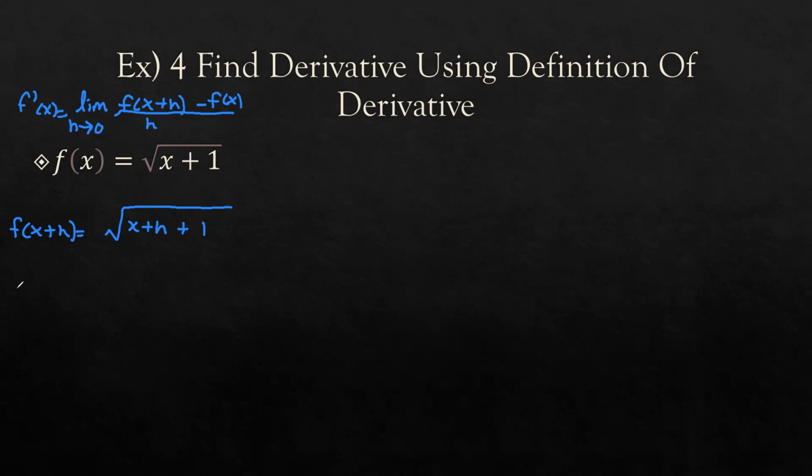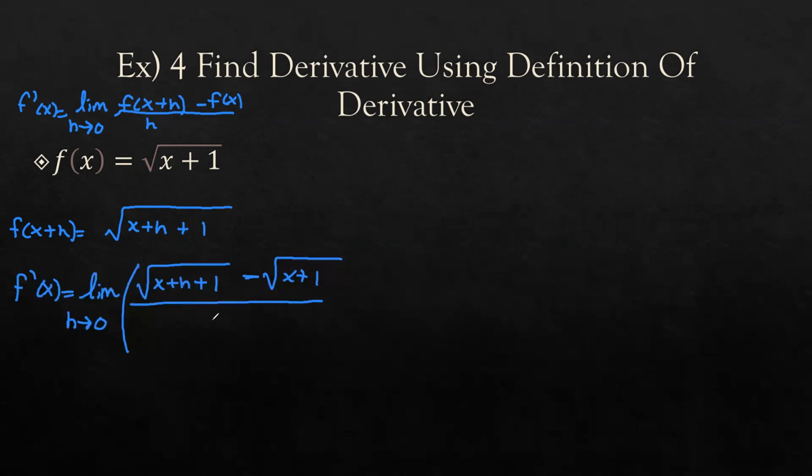So you can say f prime of x equals the limit as h approaches 0. And then you can replace f of x plus h with square root of x plus h plus 1 minus f of x, which is square root of x plus 1, all over h. Okay, so what can we do here? Well, if you plug in 0 for h, you're definitely going to make it undefined, which we don't want.